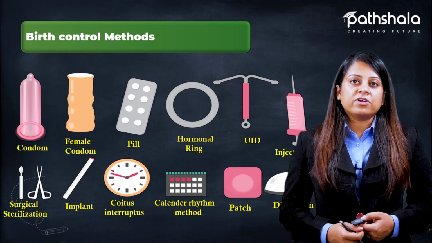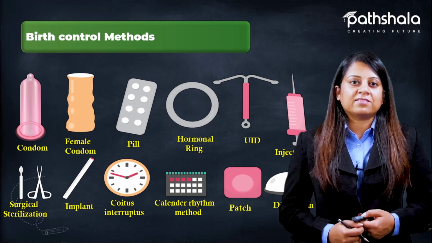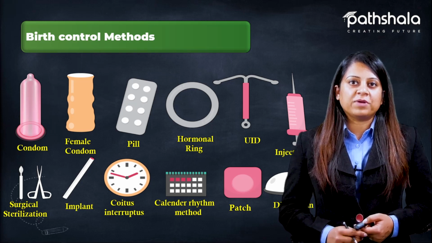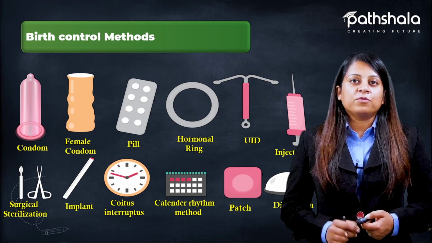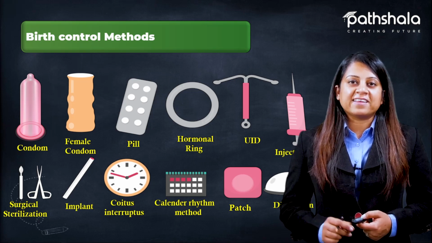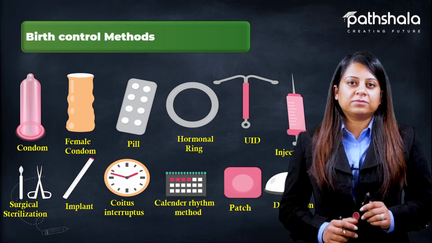Implants and surgical sterilization are also methods that can be used as birth control. So here we end the chapter on how reproduction takes place in different organisms.